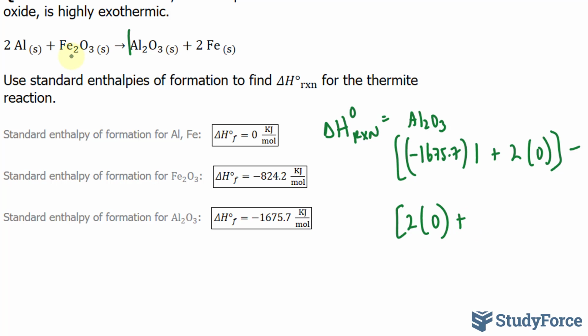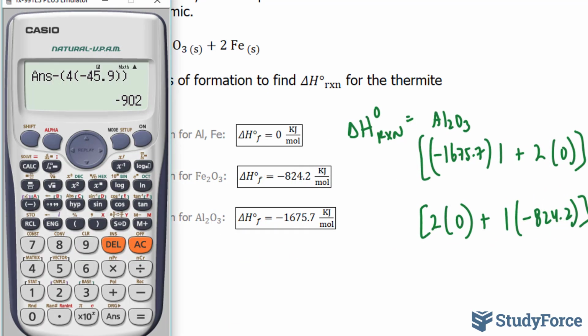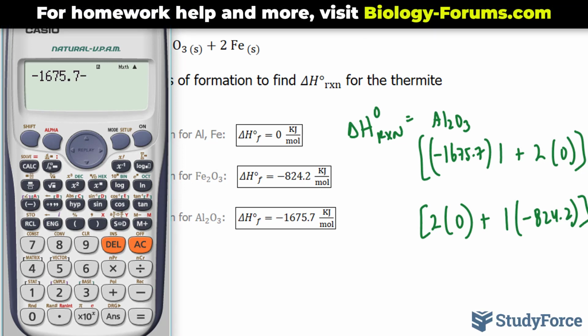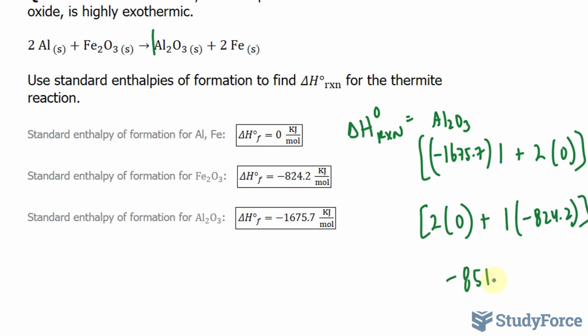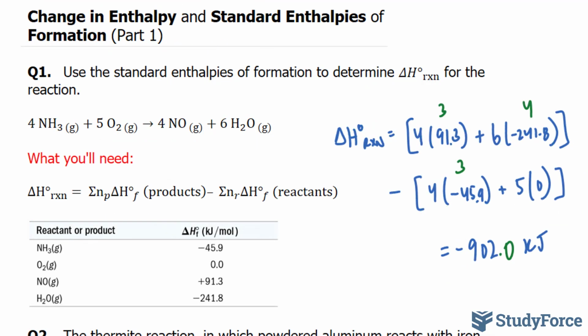Plus Fe2O3, that's shown right here. We have 1 mole of that, negative 824.2. Using our calculator, we start with negative 1675.7 times 1 is the same thing, minus negative 824.2. This gives us negative 851.5. Negative 851.5, that is correct. To the correct number of significant figures, that's the answer to question number 2. And that is how to solve change in enthalpy and standard enthalpies of formation type problems.